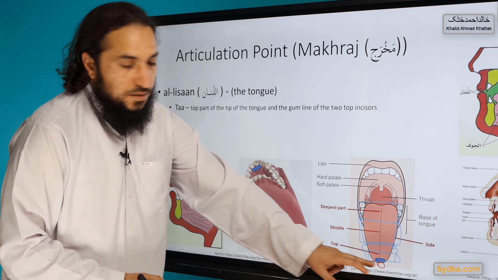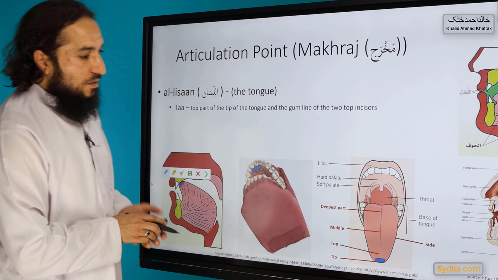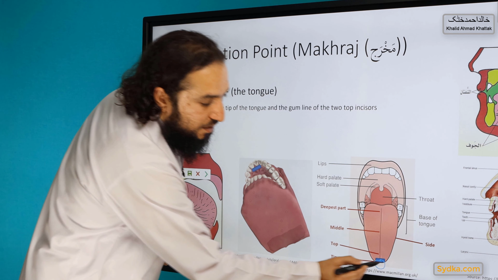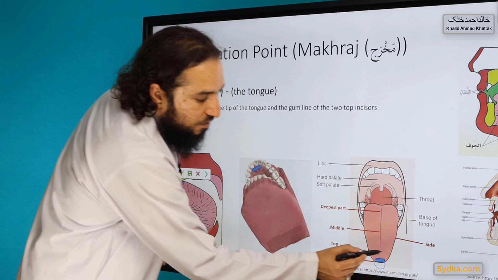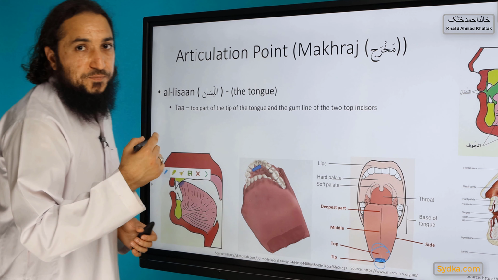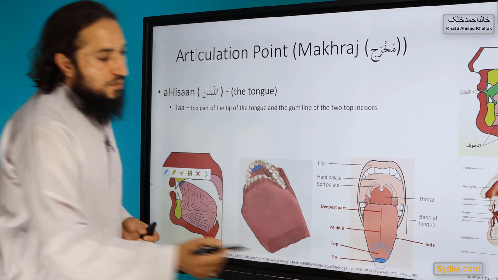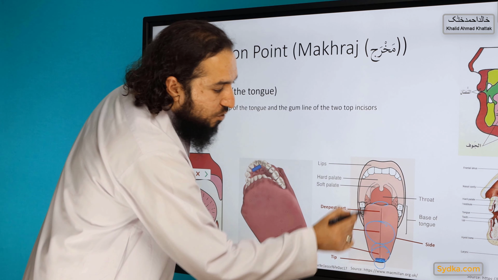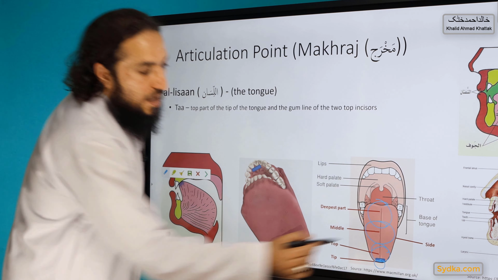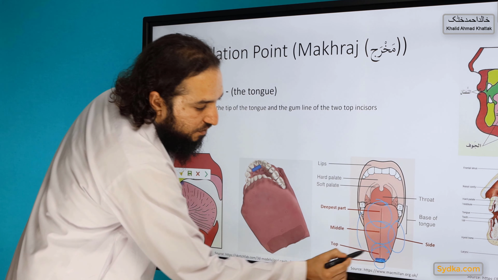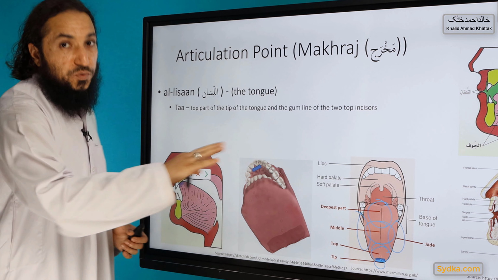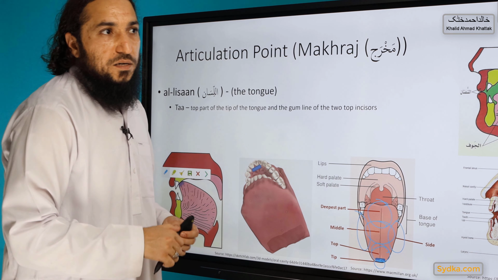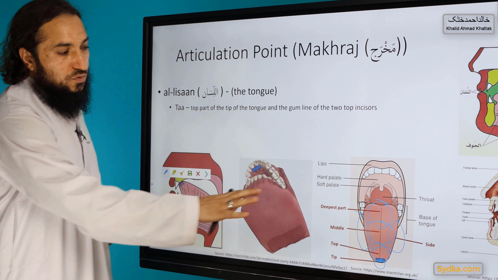The first one, let me write again, is called the tip of the tongue. Second one is the top part of the tongue. This one is the middle part of the tongue, and this one is the deepest part of the tongue. And we have the sides of the tongue, because all these parts will be used in future sessions. So that's why you need to know this.